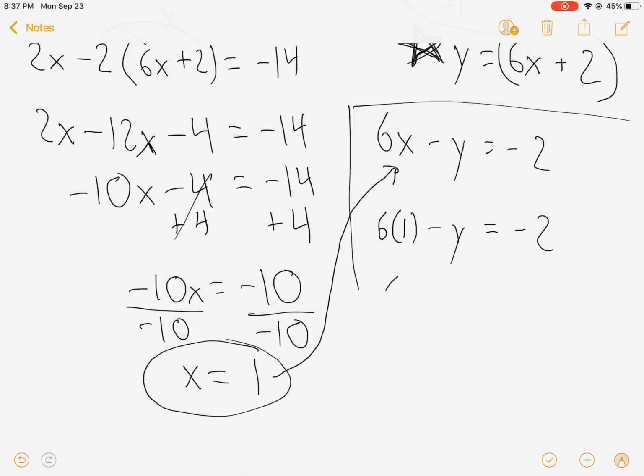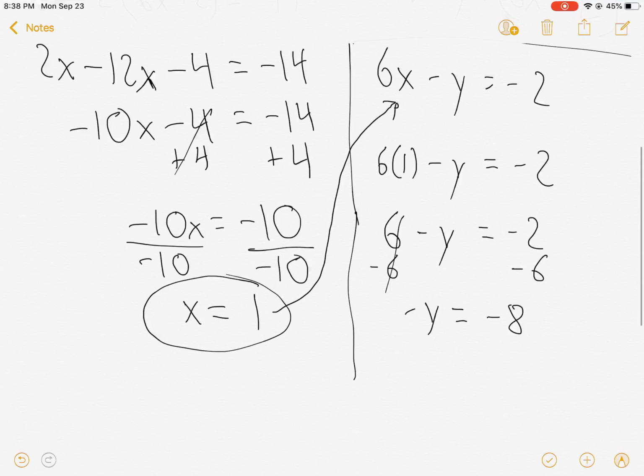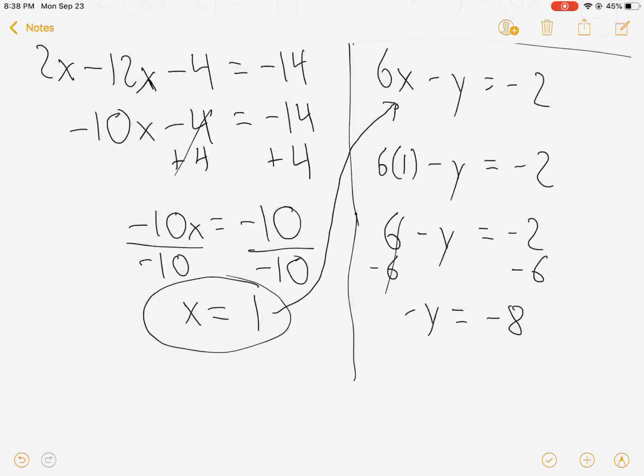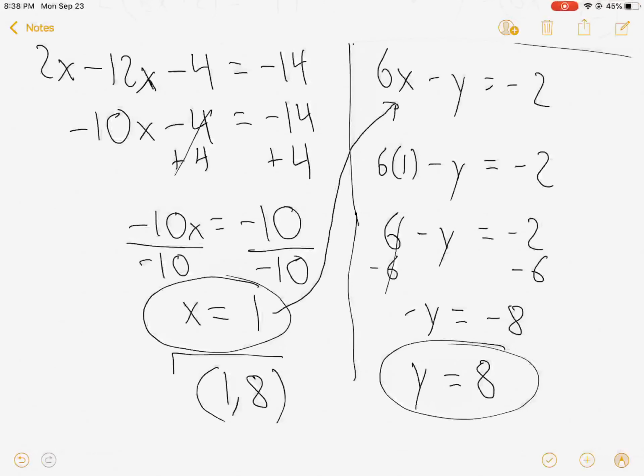Well, 6 times 1 is 6, minus y equals -2. I would need to subtract 6 to the other side to give me -y equals -8. And then again, either divide by -1, multiply by -1, however you want to look at it. If -y equals -8, then y equals +8, giving me a final answer of 1, 8 for a solution point.